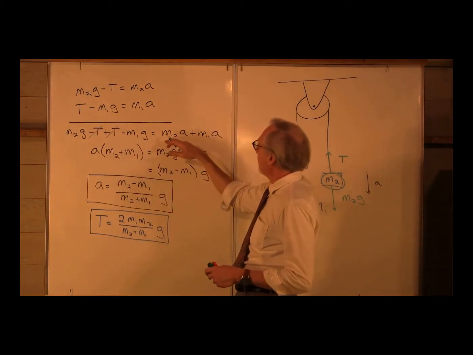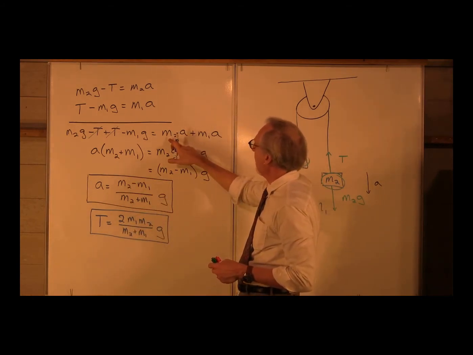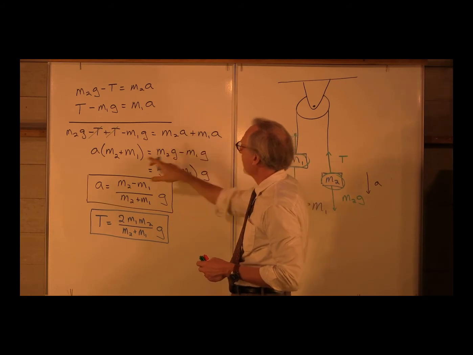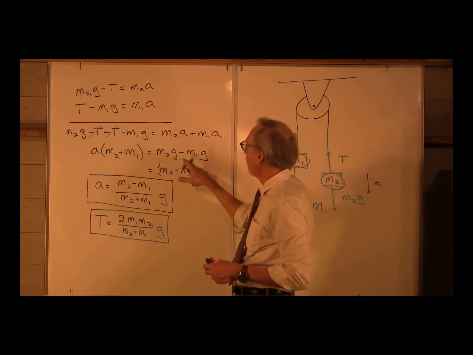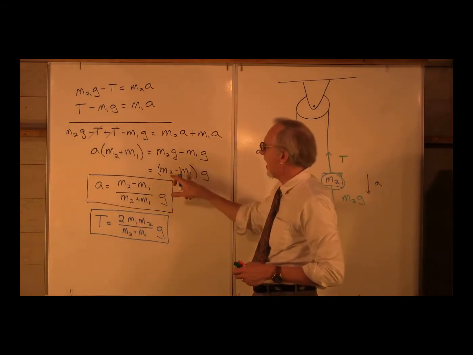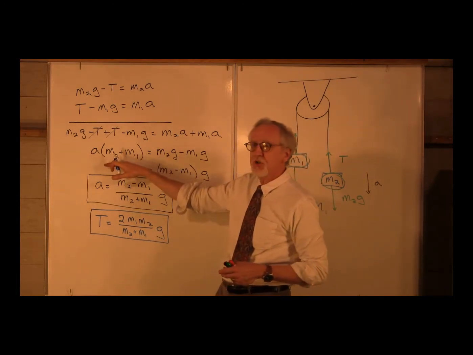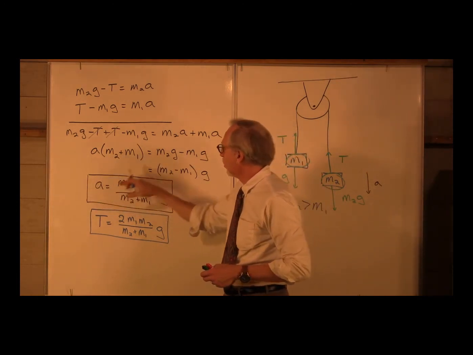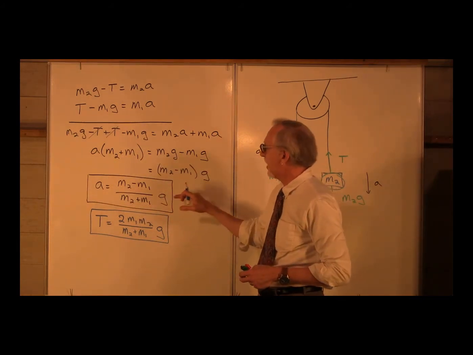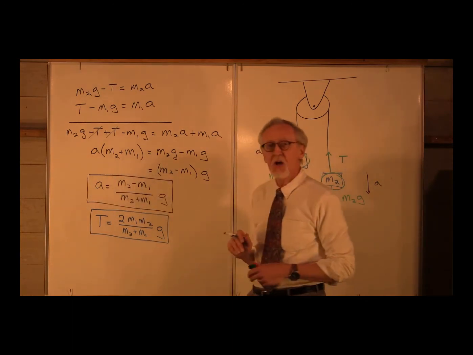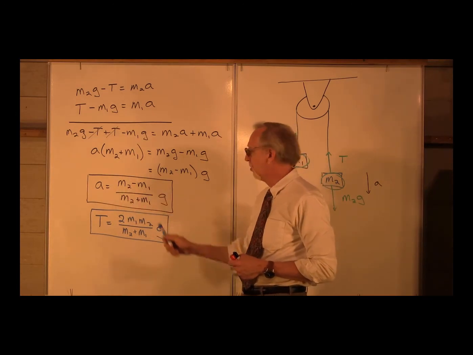We're left with, switching both sides, factoring out a, I have a times m2 plus m1. And on the other side, we've got m2g minus m1g, factoring out g, I have m2 minus m1 times g. Divide both sides by m2 plus m1, and I have a equals m2 minus m1 divided by m2 plus m1, times g. And there we've got a solution for the acceleration in terms of the masses, m1 and m2, and g.